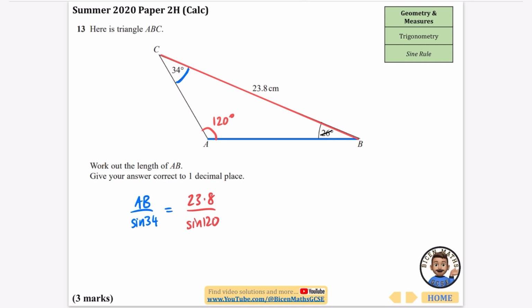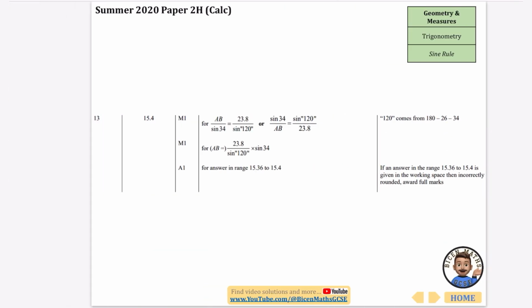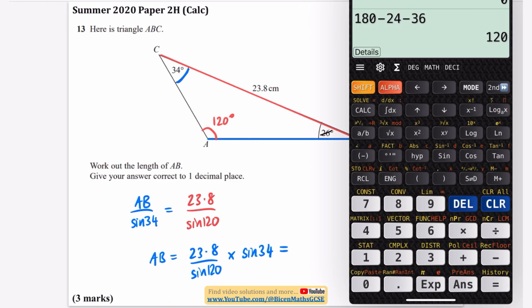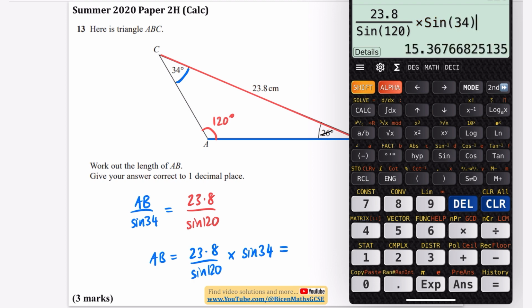Now, if I want to find out what AB is equal to, I'm simply going to multiply by sine of 34. So that's 23.8 divided by the sine of 120, multiplied by sine 34, and get it all typed into the calculator. I get 23.8 over the sine of 120 multiplied by the sine of 34, and I get the answer to one decimal place of 15.4 centimetres.